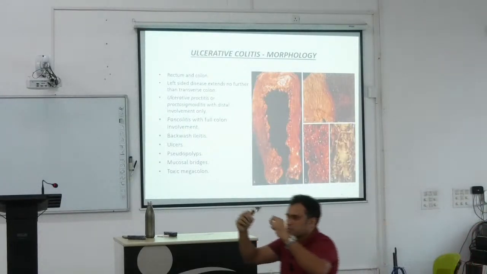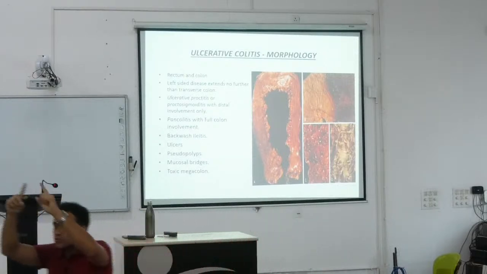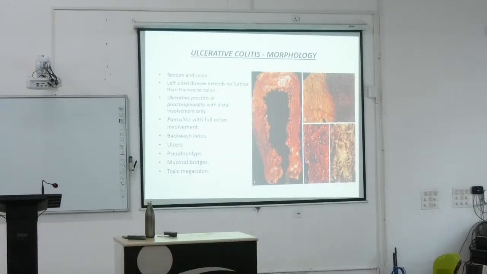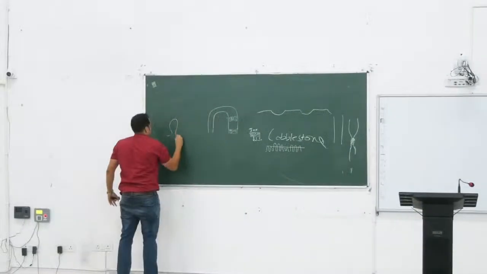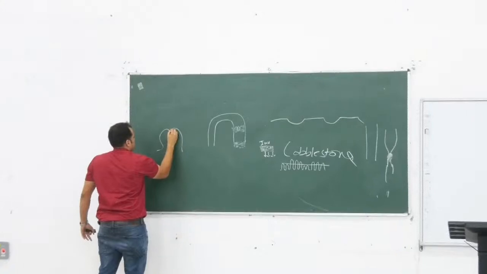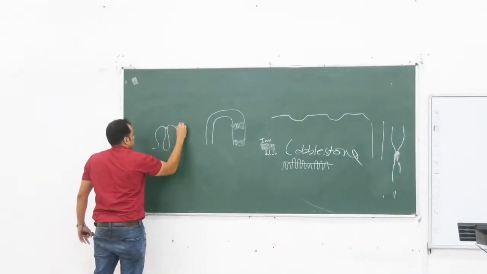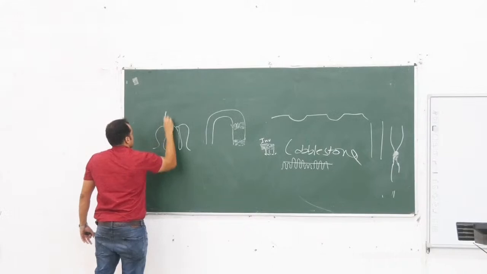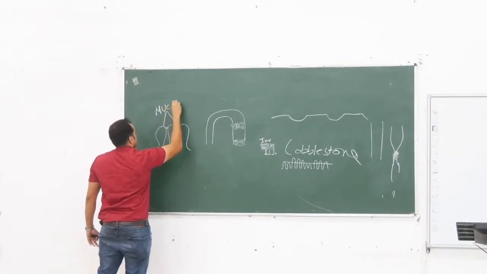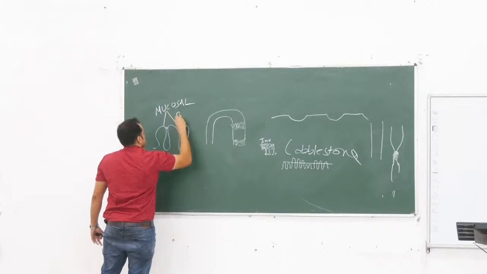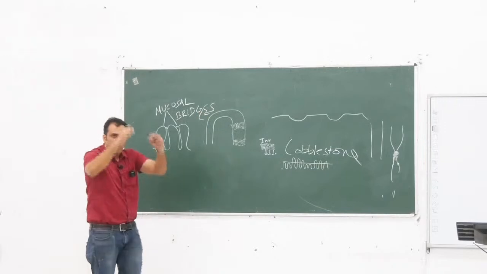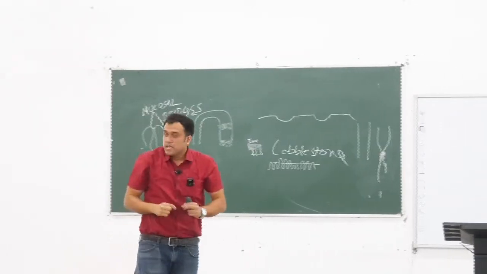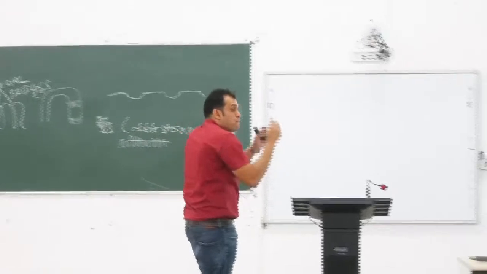The tips of these simple polyps may fuse with one another. They form polyps like this. The tips may fuse with one another, giving rise to what is known as mucosal bridges.